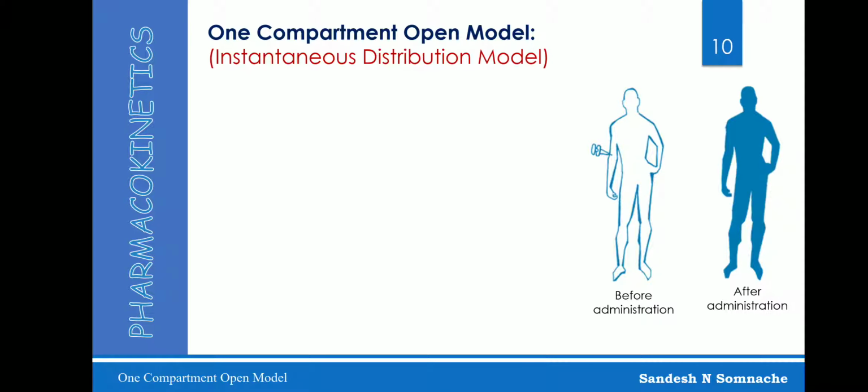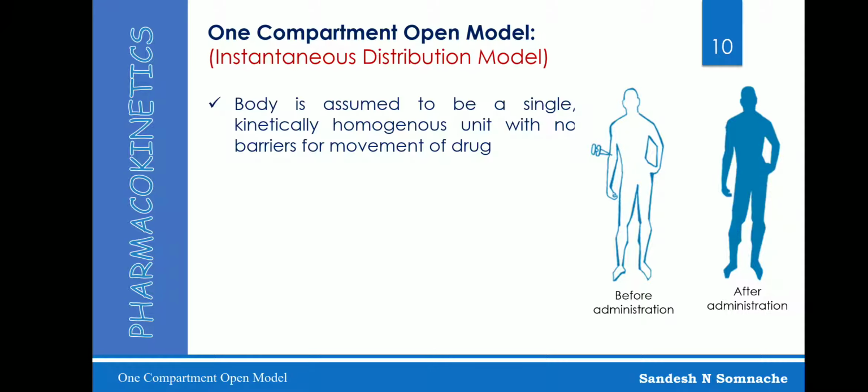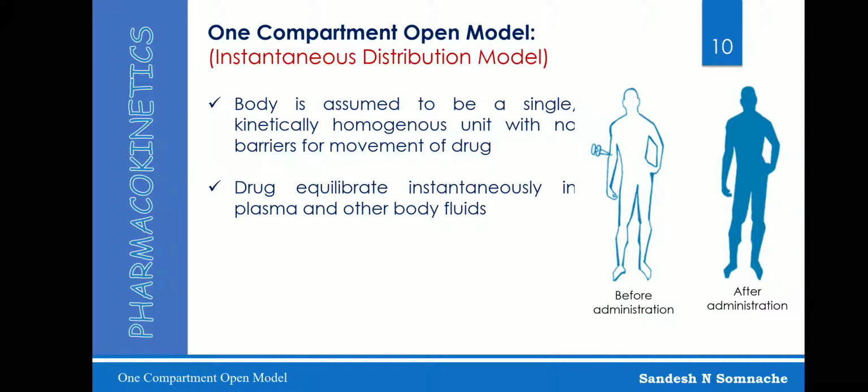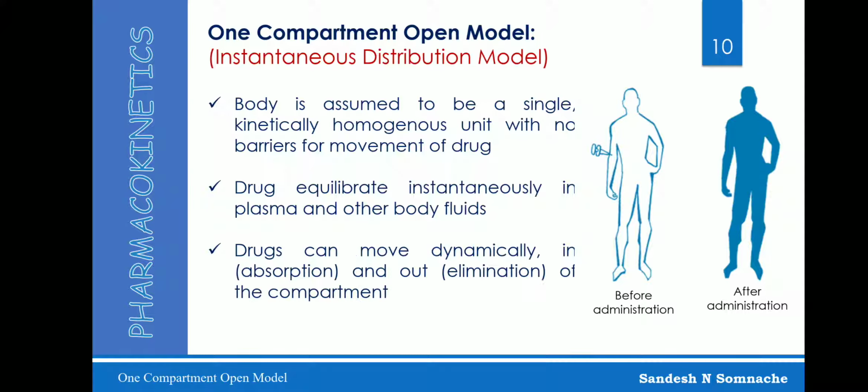The one compartment open model is also called the instantaneous distribution model. Here the body is assumed to be a single kinetically homogeneous unit with no barriers for movement of a drug. Drug equilibrates instantaneously in plasma and other body fluids. Drug can move dynamically in and out of the compartment, and elimination from this compartment takes place by a first order mechanism.